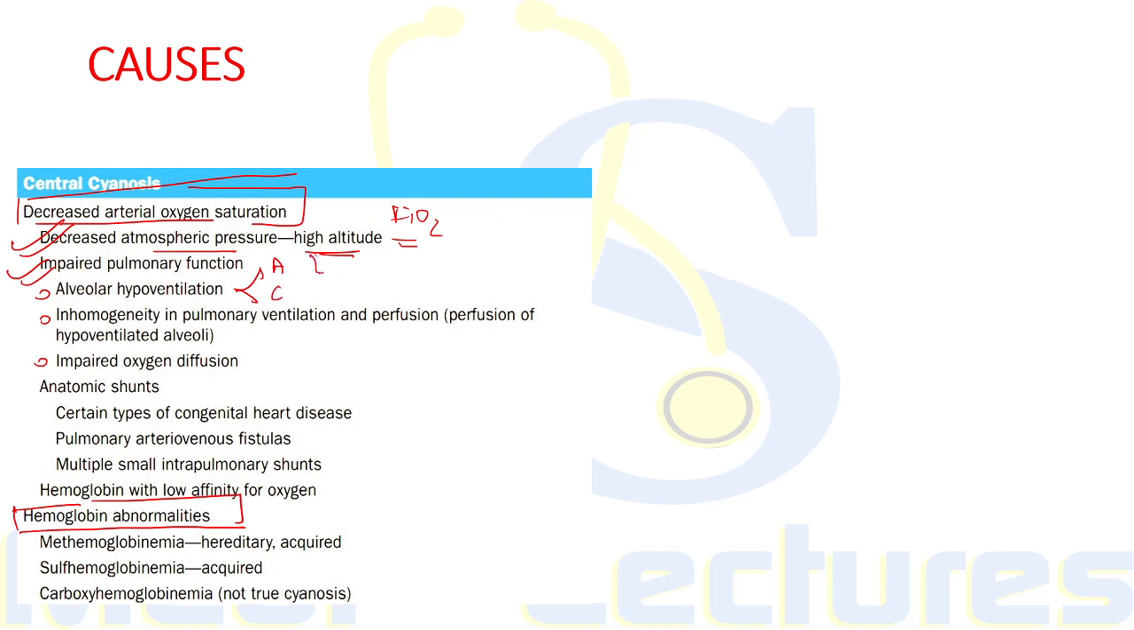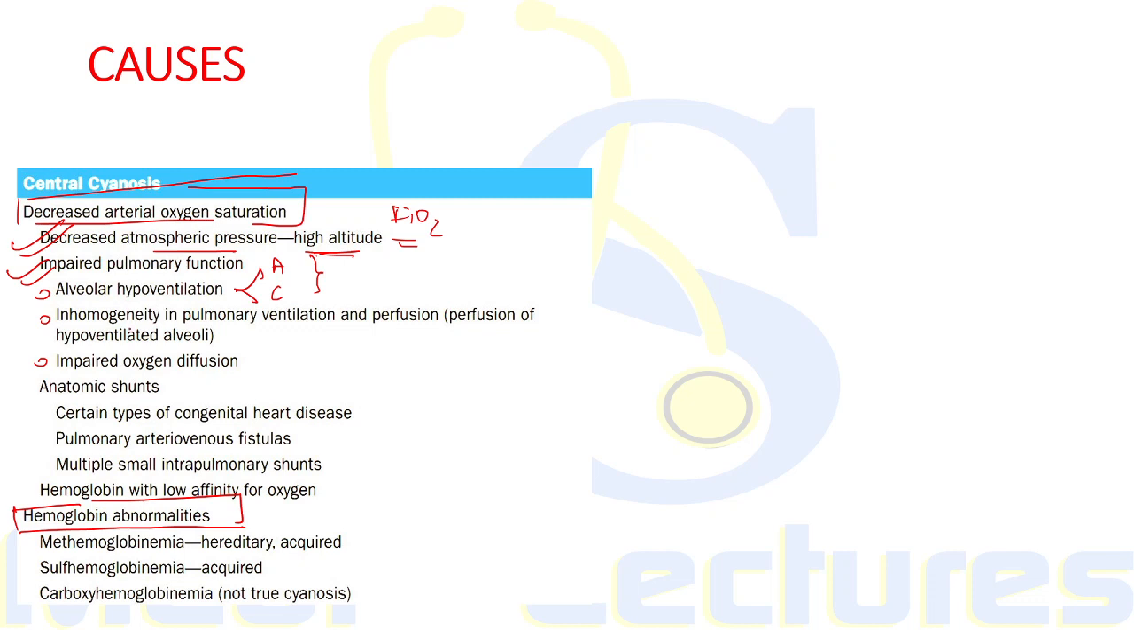Now, these both conditions can be differentiated on the basis of clubbing and secondary polycythemia, which will be present in COPD, that is a chronic state, and will be absent in acute conditions.